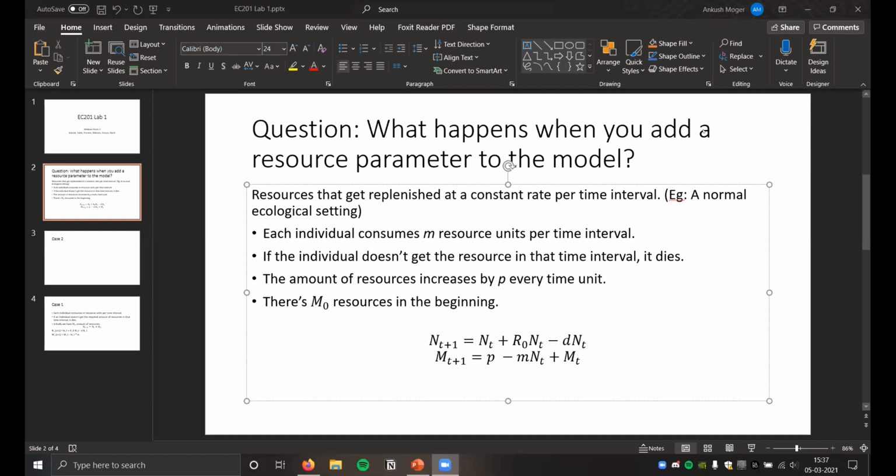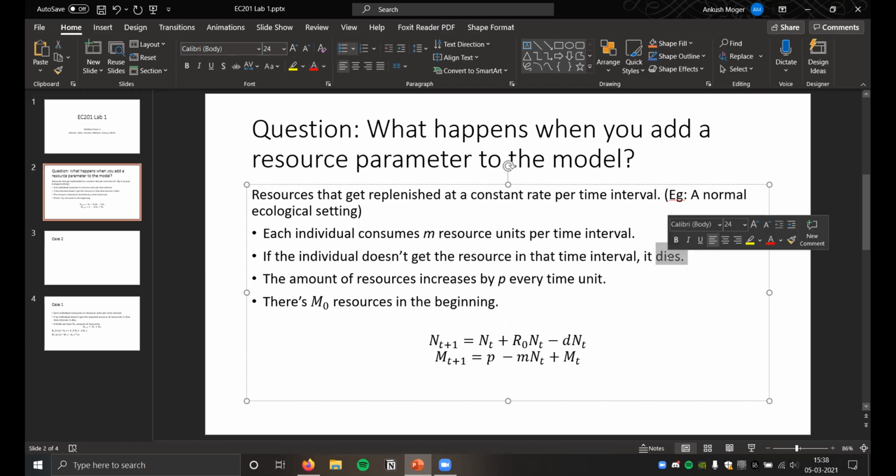Yes. So we had a different way of approaching this. We took the case where the resources kept getting replenished at every time interval. We took a discrete time step, where each individual consumes m resource units per time interval, and if the individual does not get the resource in that time interval, it just dies. The amount of resources is replenished by a unit of p every time unit, and in the beginning you have m naught resources. We also have r naught as the birth rate and d as the death rate, which is the death rate due to natural causes and not due to starvation, because the starvation death is taken to be instant, since they don't get the food.